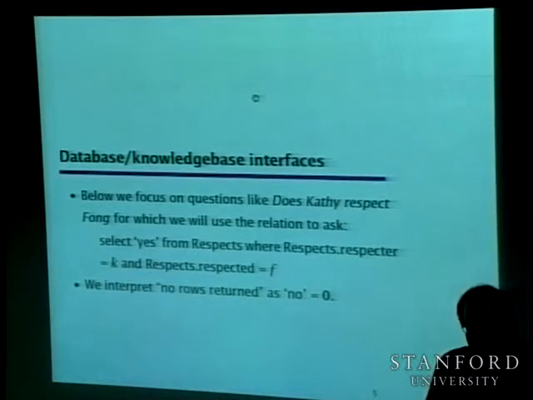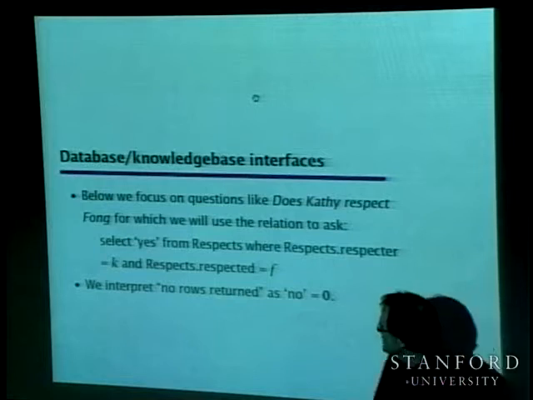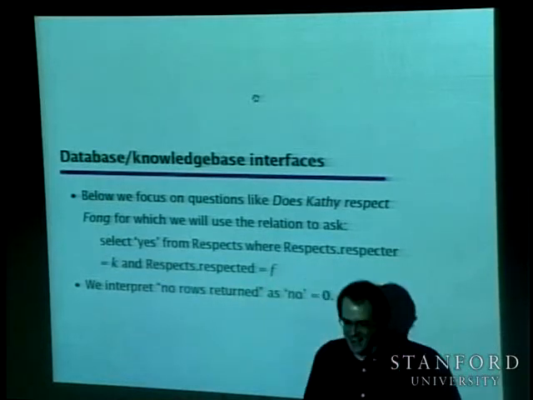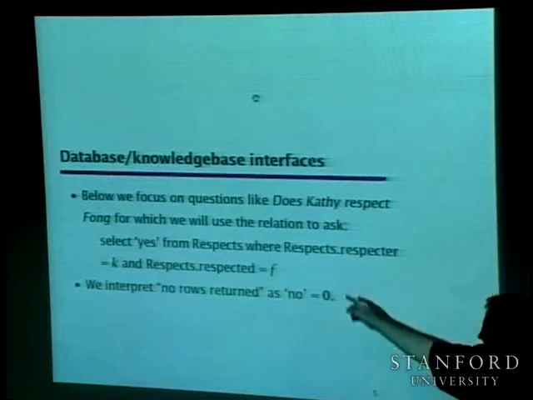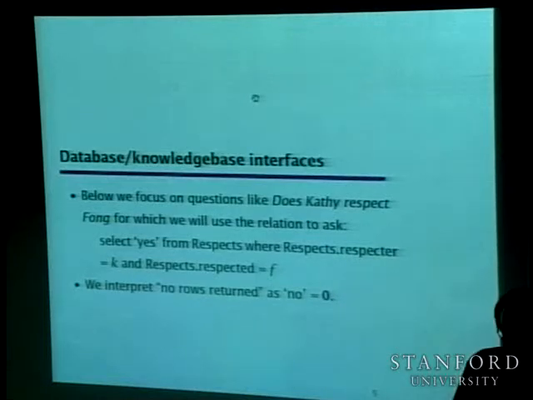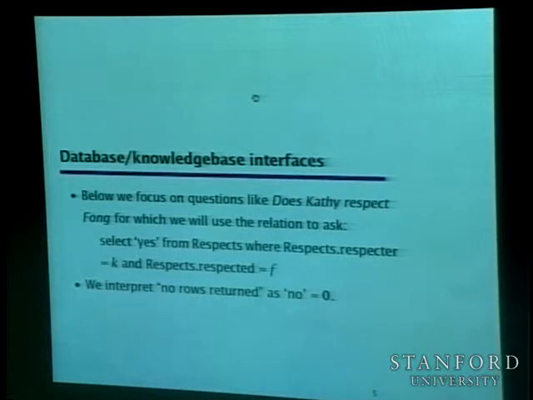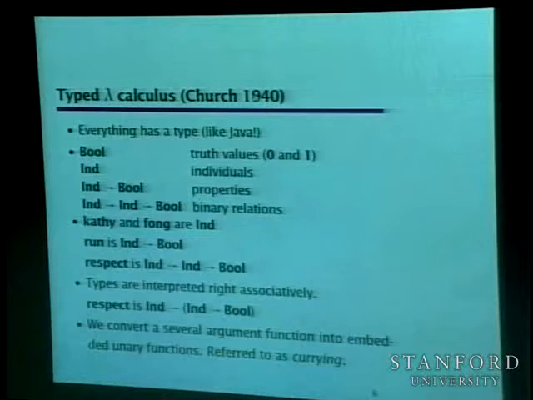So we're wanting to ask yes-no questions like, does Kathy respect Fong? And we can fake that up in SQL by saying select yes. And so if this relation is in the database, SQL will return yes. And if it isn't in the database, SQL will return no rows returned. And we interpret no rows returned as just meaning no. Okay, so that'll be our goal, to be able to build that kind of interface.